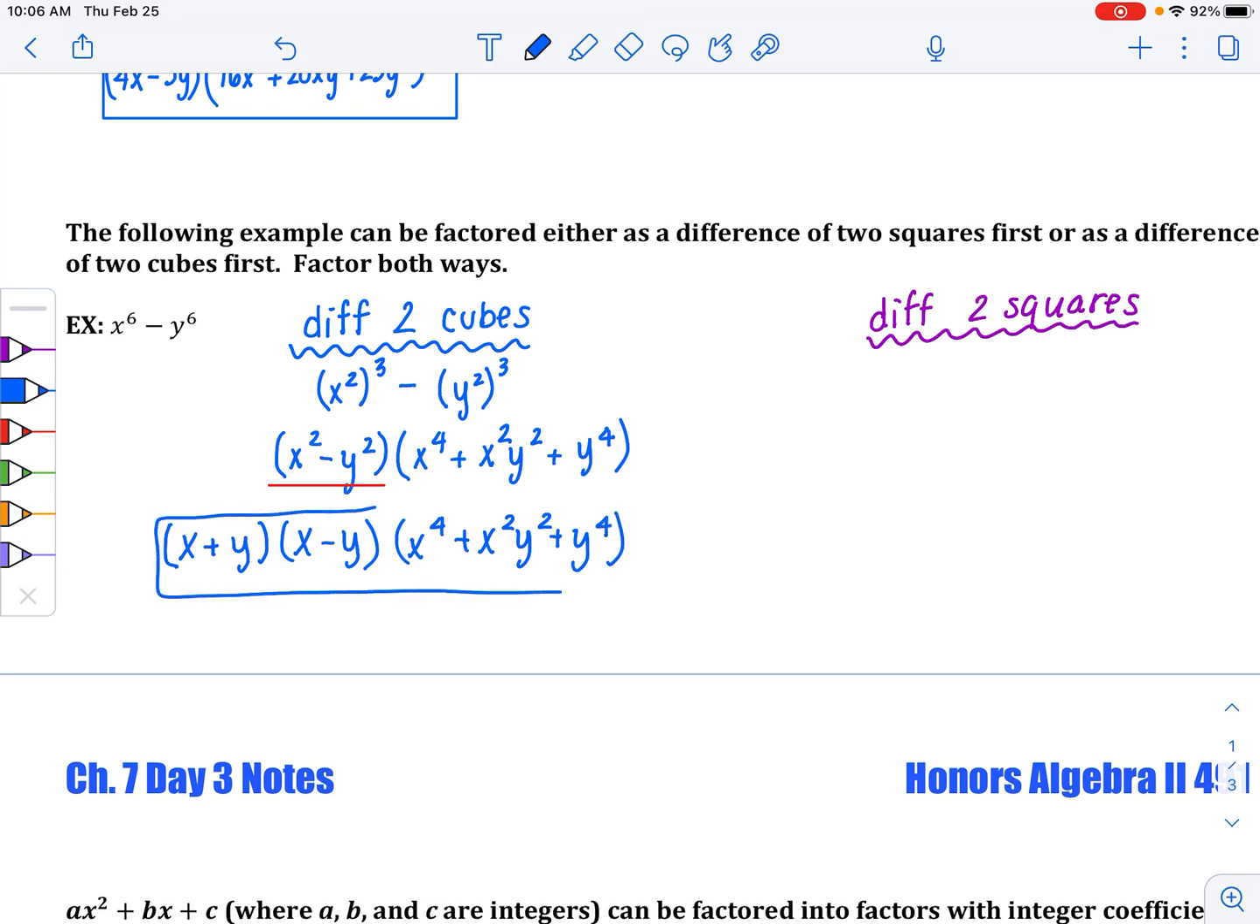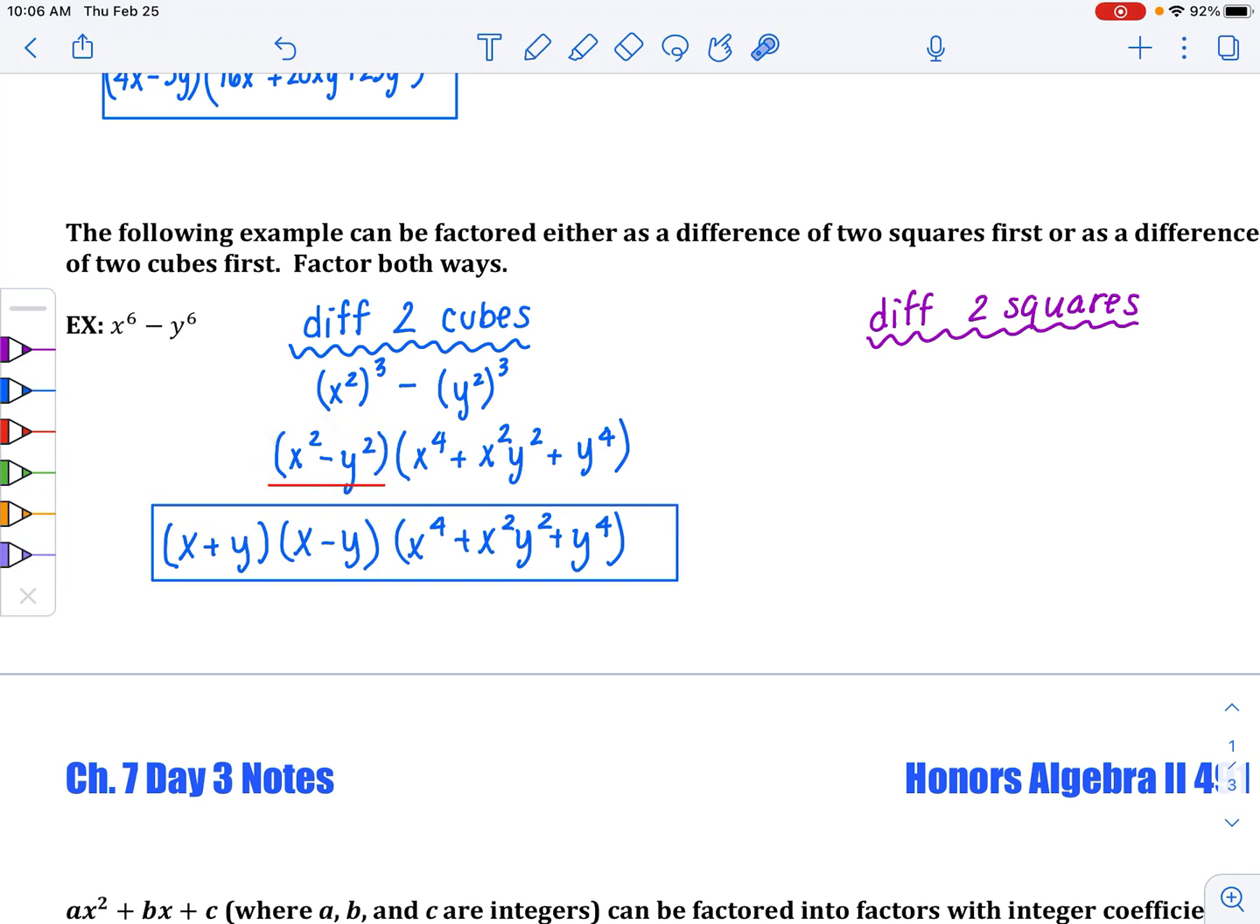So please make sure you simplify all the way, factor all the way possible, especially here when you have the difference of perfect squares, you have to keep going. That could be one potential answer you get if you factor this with difference of cubes first. What if we saw difference of two squares first?